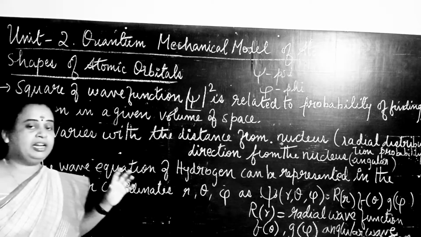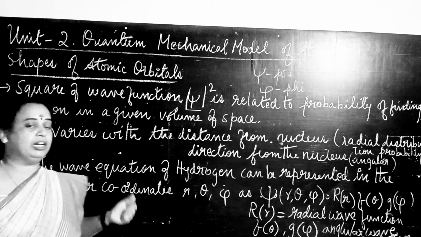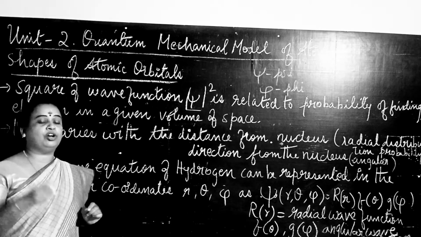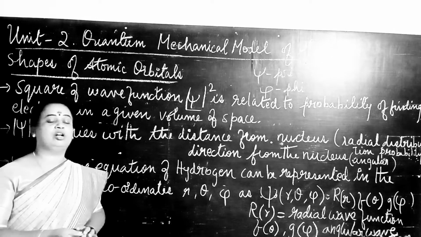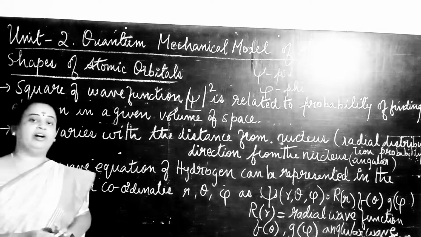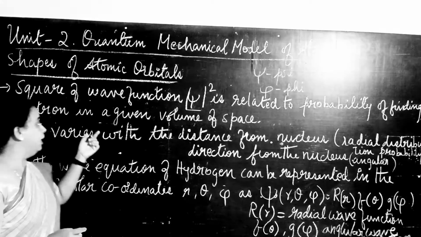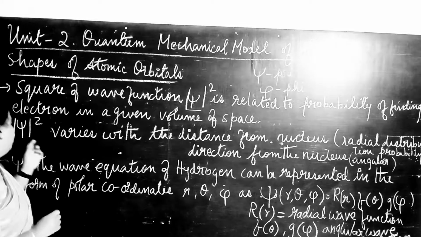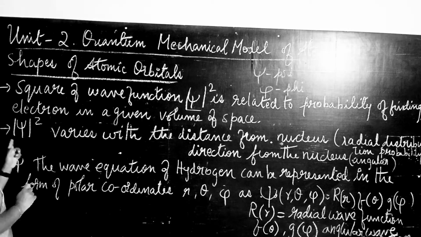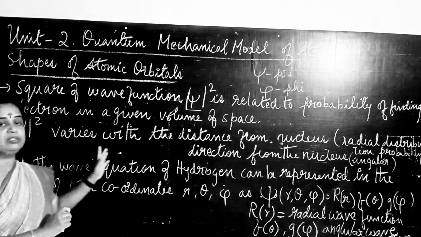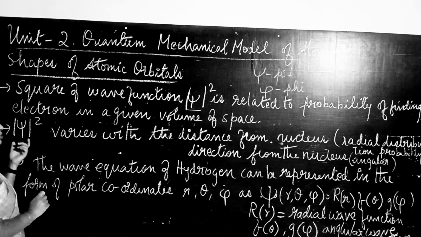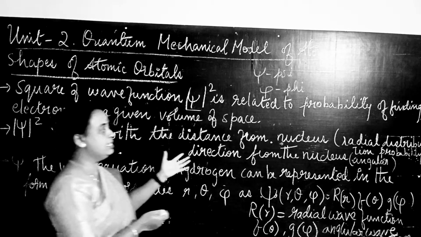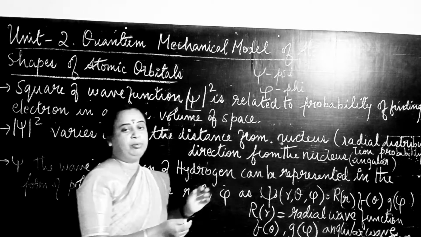That means there is more chance of finding the electron where psi square is large. So psi is the wave function, and the square of the wave function, psi square, is always related to the probability of finding the electron in a given volume of three-dimensional space. This psi square value varies with the distance from the nucleus. So the psi square value will be changing with the distance from the nucleus, and that is nothing but the radial distribution probability.